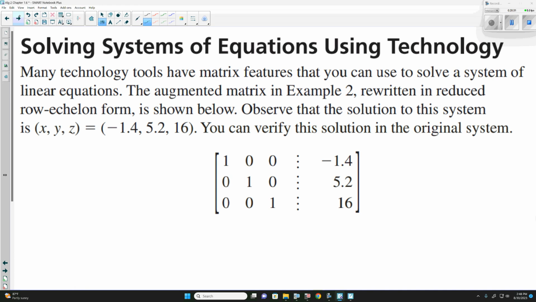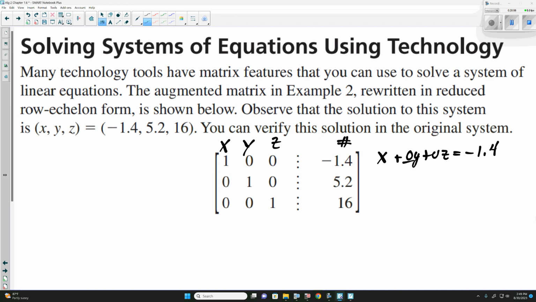And you can verify this solution in your original system. Now, when we set it up, we had x, y, z, and this is the number that it was equal to, yes? And when it's set up in this form, the first row is telling me that I have 1x plus 0y plus 0z is equal to negative 1.4.